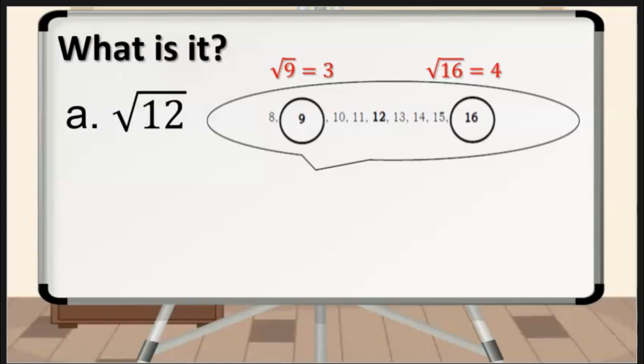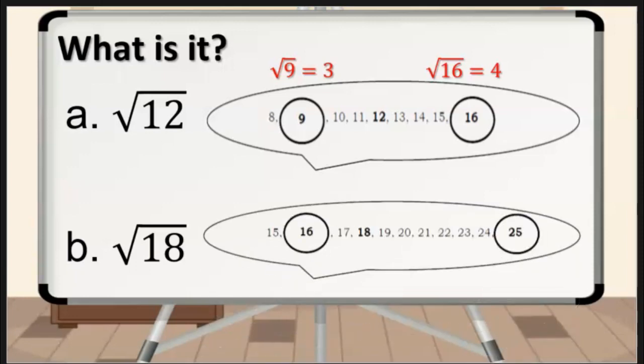Next, the square root of 18. Think of two consecutive perfect square integers where 18 is in between them. So we have 16 and 25. Take the square roots of these numbers. Since the principal root of square root of 16 is 4, while the principal root of square root of 25 is 5, thus the square root of 18 is between 4 and 5.